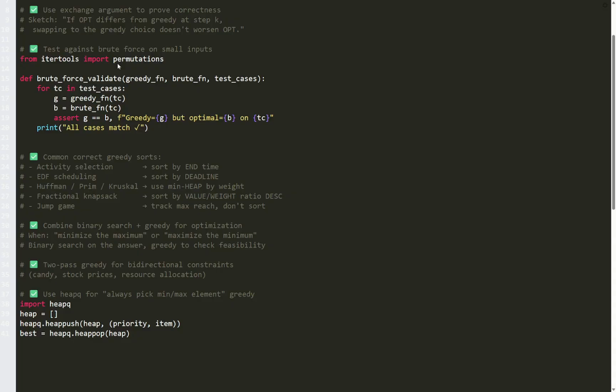Activity selection sorts by end time, EDF by deadline, Huffman by frequency, fractional knapsack by ratio descending, Kruskal and Dijkstra by weight or distance. Use a heap whenever you need to always process the minimum or maximum element. It's the natural greedy data structure. And combine binary search with greedy for minimize the maximum or maximize the minimum problems. Binary search on the answer, greedy to check feasibility.